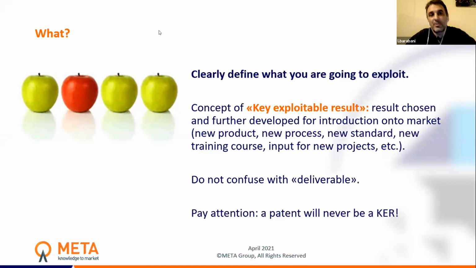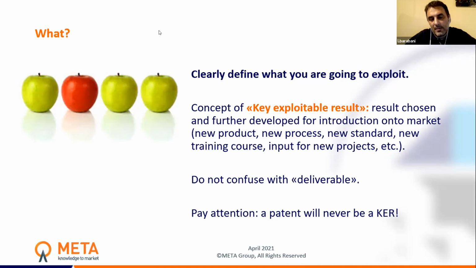When you produce a report for the commission, this is not a key exploitable result. Maybe it's a result from your project, but this is not the key exploitable one. So deliverables are not key exploitable results. If in your project you start identifying something like 20, 25 key exploitable results, I would say it's better if you start thinking again about what your key exploitable results are.